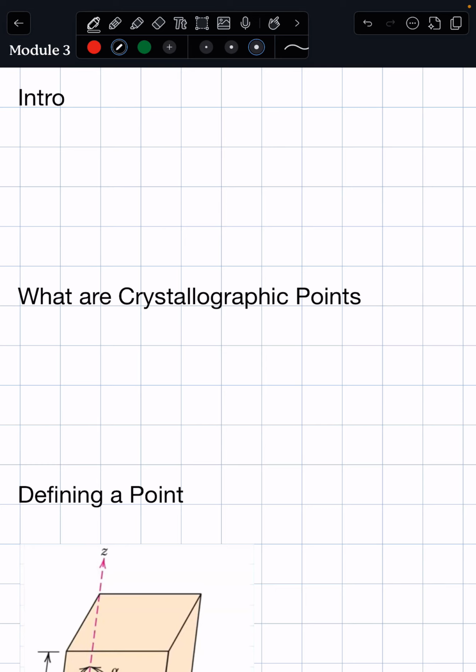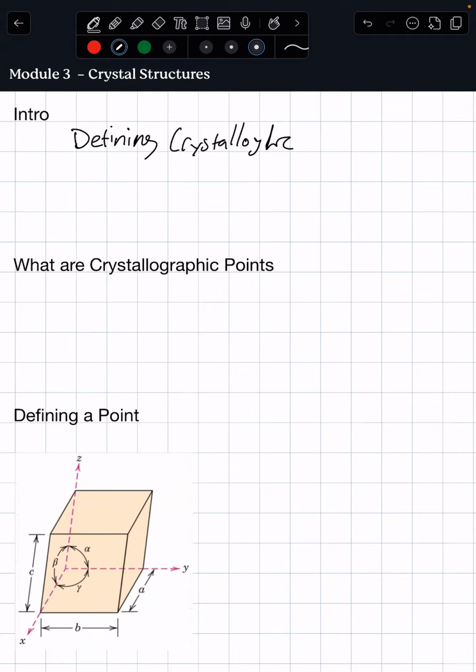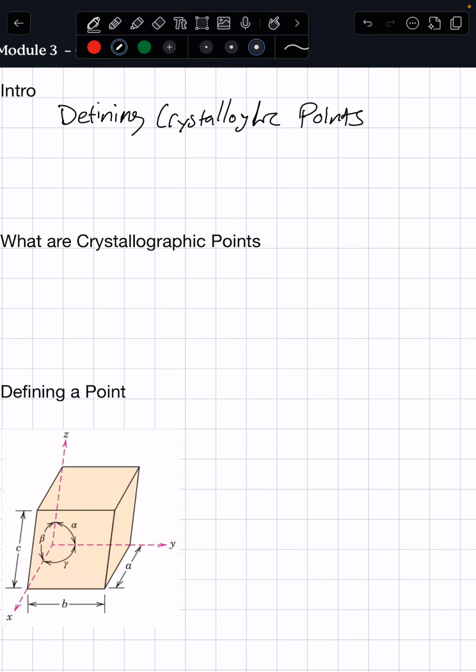And so we have 3 goals for today. Let me just scroll down to my notes. 3 goals. So number 1, I want you to think about how are we defining crystallographic points. Right, so we're thinking about what is the overall definition of these and what is the nomenclature, so the words, the terms, the variables that we're using to create this box.